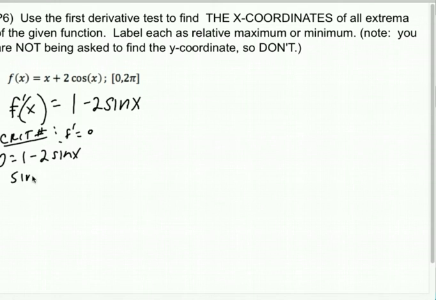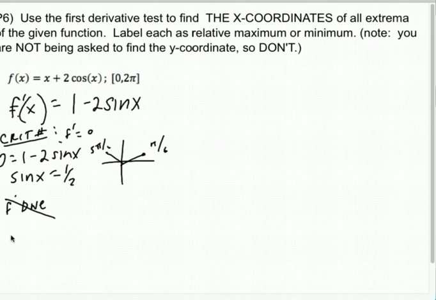That's when sine is a half, right, which is the y on the unit circle. So that's here at pi over 6 and here at 5 pi over 6. So that's the only two spots in that window. There are no places where f prime does not exist because there's no denominator, but there are endpoints that should show up on my sign chart, which are 0 and 2 pi.